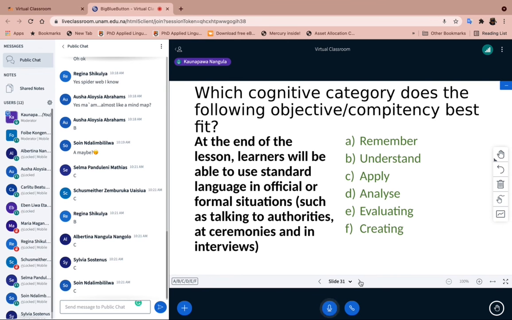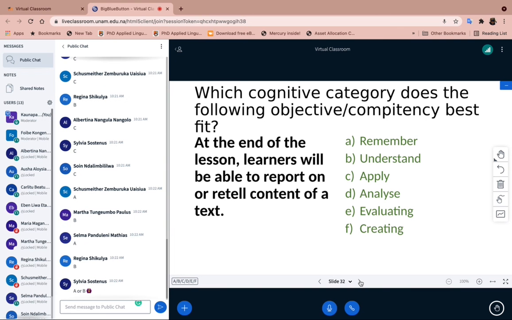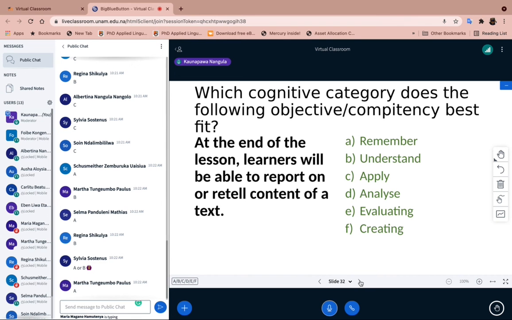But then if they are just using their own, I think C really does work best here. And then the next one: at the end of the lesson, learners will be able to report or retell content of the text. A, B, C, D, E, F. Or F. Okay, I like A or B and the head thing. That expression of like, oh, I have no idea. Like, what is happening?